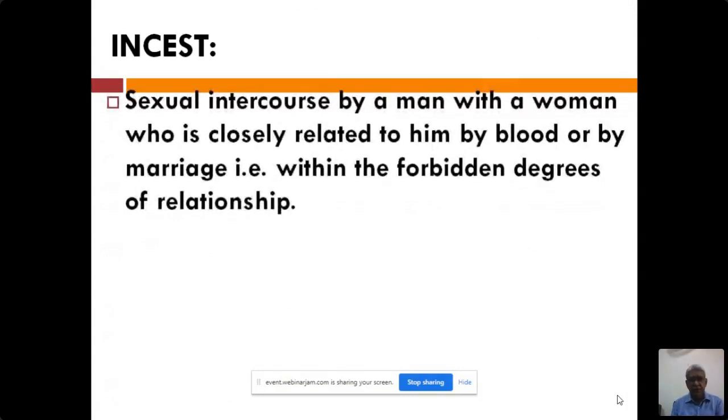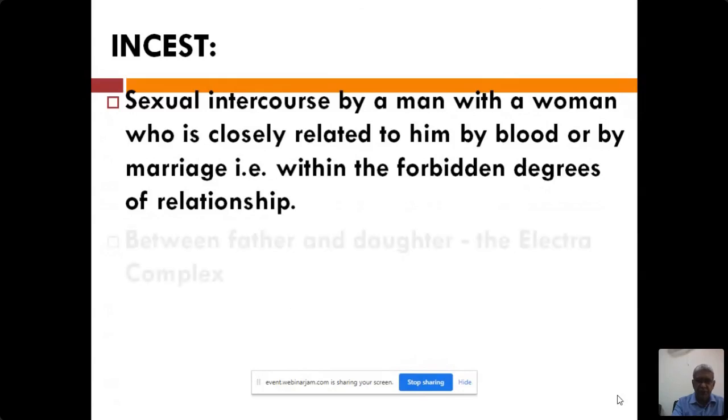Next sexual offense, that is incest. This is sexual intercourse by a man with a woman who is closely related to him by blood or by marriage, means within the forbidden degrees of relationship. There is some purity of the relationship or chastity of the relationship, and these relationships should be maintained and continued. If the chastity of these relationships has been broken because of sexual intercourse between the male person and the female person, this is said to be incest.